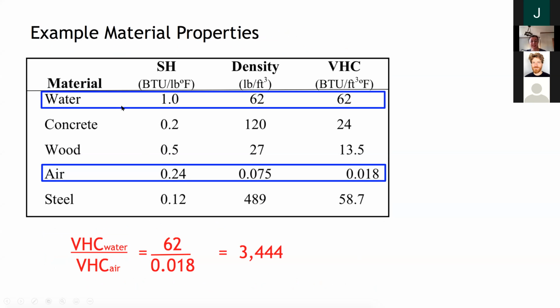We can look at the material properties of a few different materials and how their specific heat capacities and volumetric heat capacities vary, and then think about how that would affect their performance as a thermal mass material. Water has a volumetric heat capacity of 62, whereas air has one of 0.018. Water's volumetric heat capacity is 3,444 times greater than air's. So you definitely want to keep in mind at least that order of magnitude, and knowing that water is able to store a lot more heat than air is for a particular amount of the material.